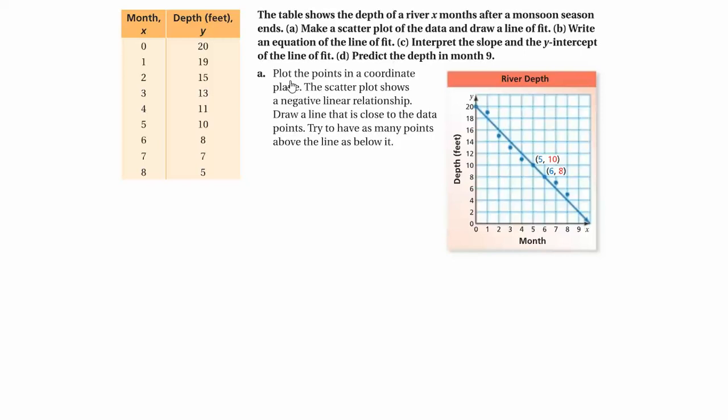So to start off with, you plot the points in a coordinate plane. The scatter plot shows a negative linear relationship. So you draw a line that is close to the data points and try to have as many points above the line as below it.